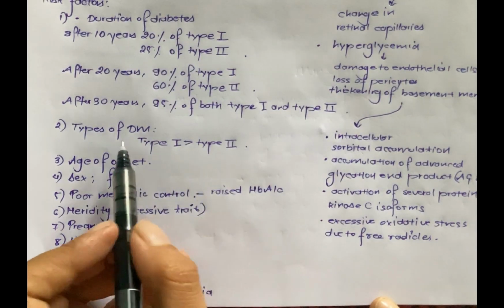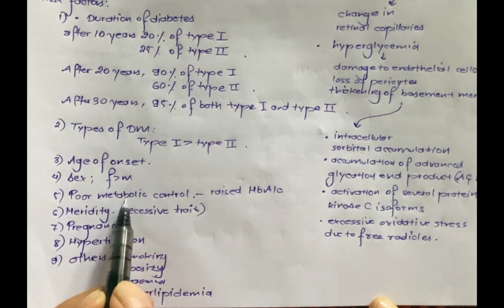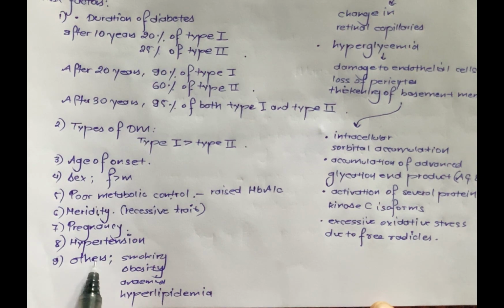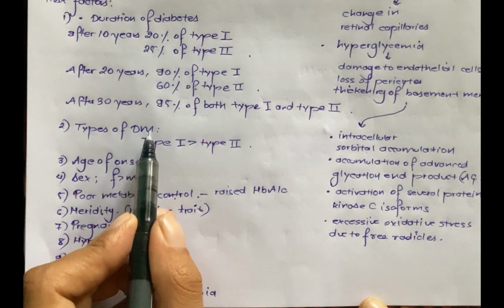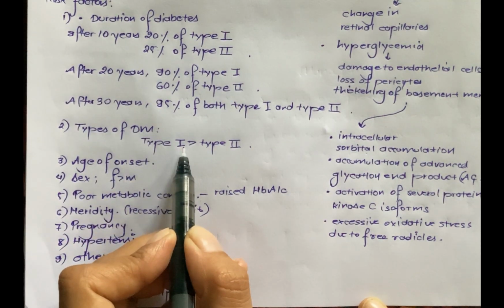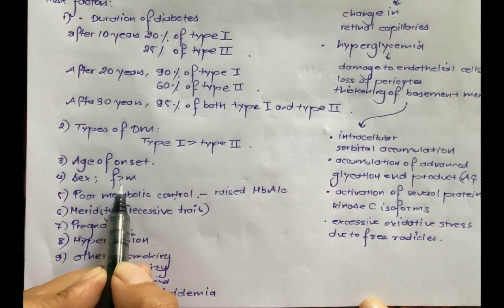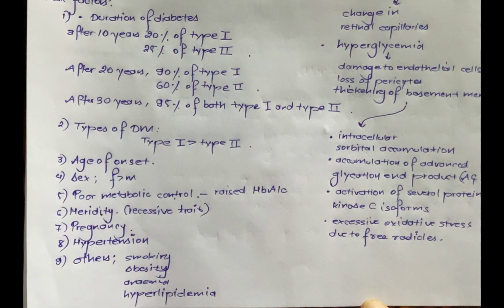And other risk factors are types of diabetes, age of onset, sex, poor metabolic control, heredity, pregnancy, hypertension, and in others there is smoking, obesity, anemia, and hyperlipidemia. In types of diabetes mellitus, type 1 diabetes is more likely to develop diabetic retinopathy as compared to type 2, and females are more likely to develop diabetic retinopathy as compared to males.